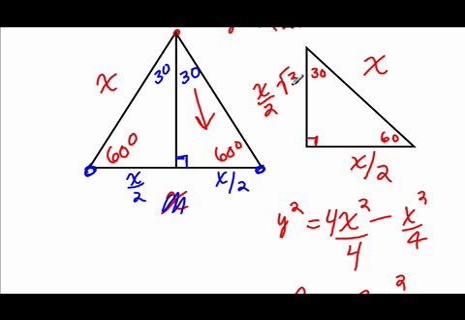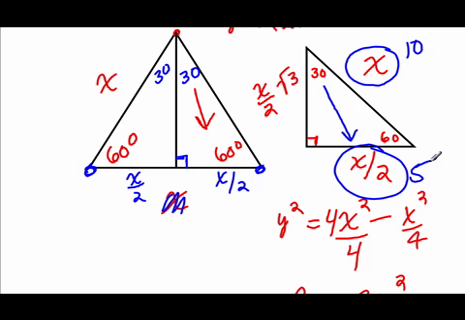And now the relationship is jumping out at you. It turns out, and this is always true with a 30, 60, 90 situation, whatever the length of the hypotenuse is, whatever it is, the side across from the 30 is always half of it. So if this is 10, this is 5.